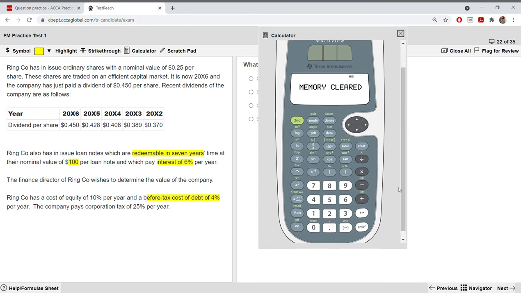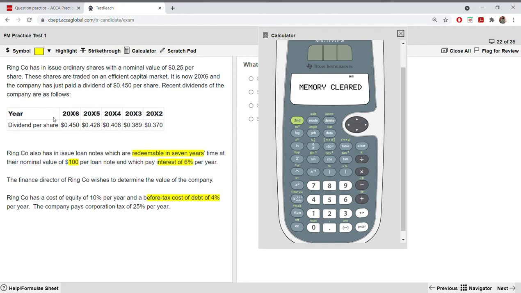So, what is the interest? First, decide the interest. Principal amount 100. In the 7th year, we'll deal with it. But interest is 6%. Okay, 6% on this 100. So, 6% on 100 is what? 6 only. So, the interest is 6.